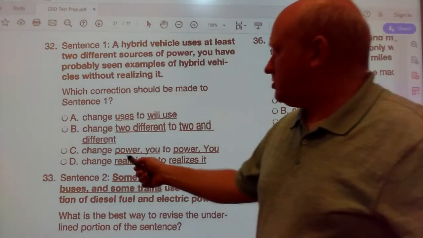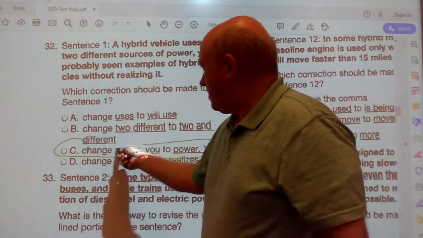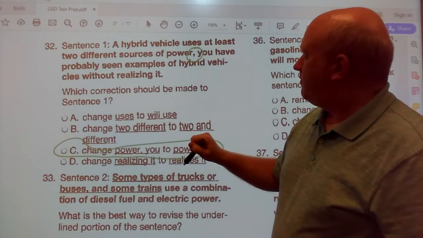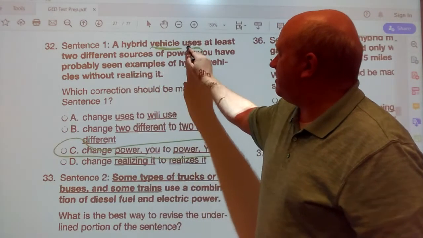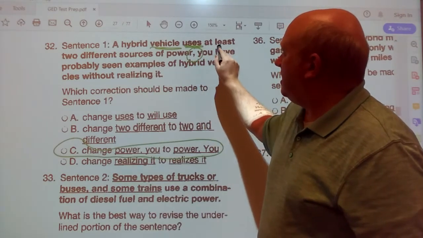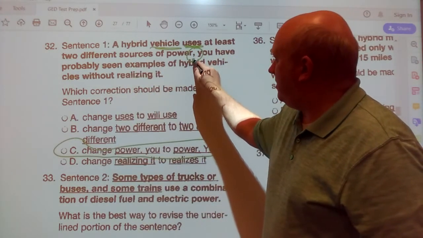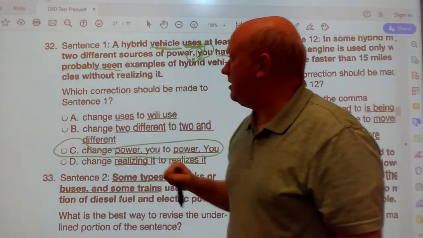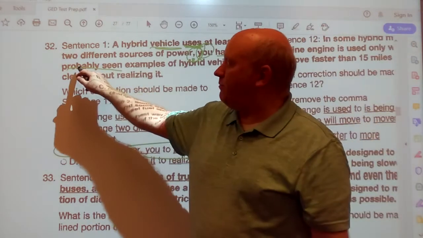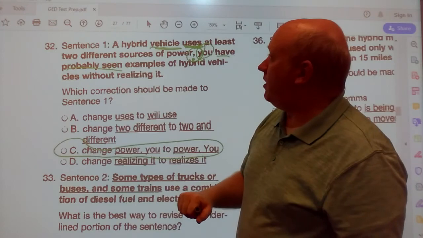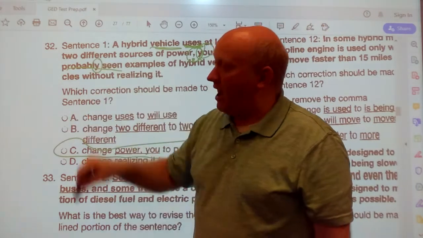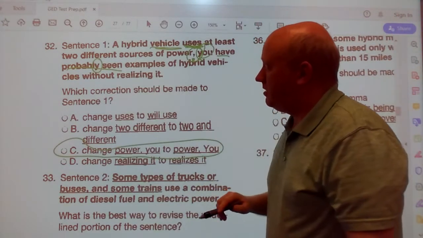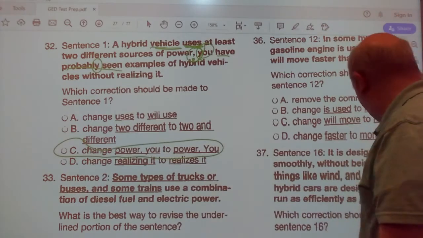The answer should be C, because the sentence uses a comma splice. A hybrid vehicle, subject, verb, uses at least two different sources of power. There should be a period, capital Y. You, subject, have probably seen, is a verb with an adverb, probably, describing what? Have seen, because the letters ly tell you that that word is an adverb. Okay, let's go on to number 33.